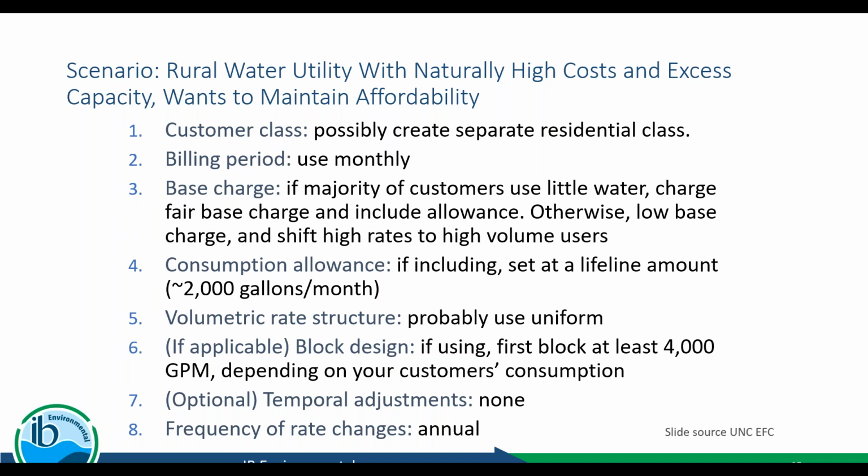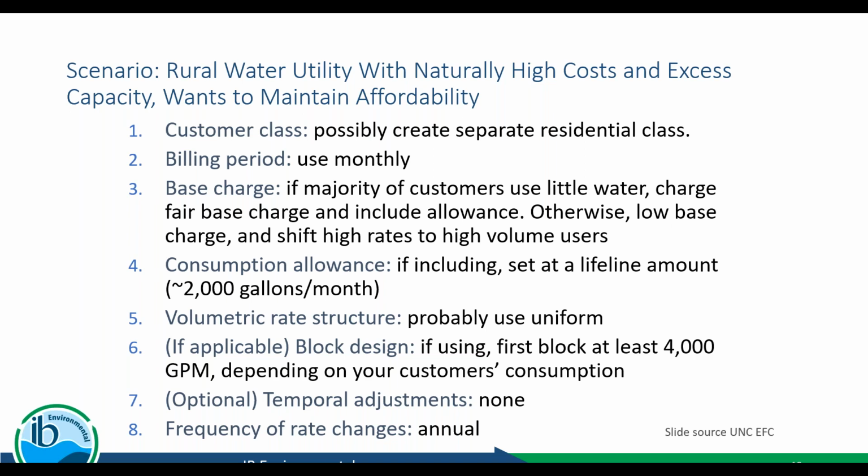The base charge, there are a couple different options there. Consumption allowance will also make more sense as we get into this a little bit more, but maybe including some what we call a lifeline amount of about 2,000 gallons per month might be a good idea. In terms of volumetric rate structure, again, if you don't know what a uniform rate structure is, we'll talk about it in a minute, but that's what might be recommended for a small rural utility. And then you have a couple other options there.